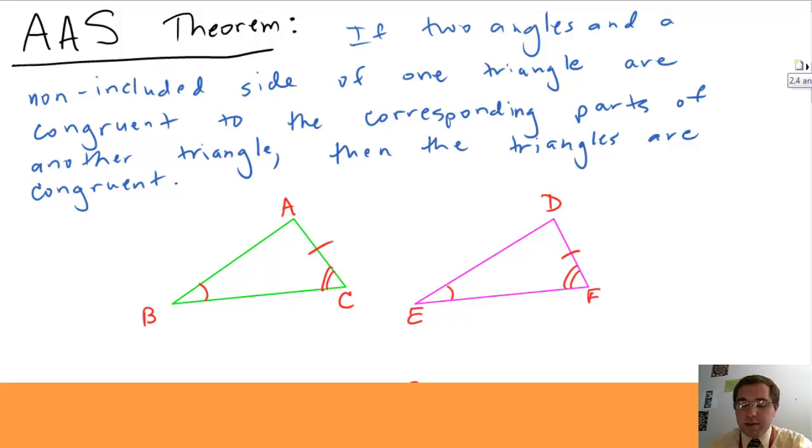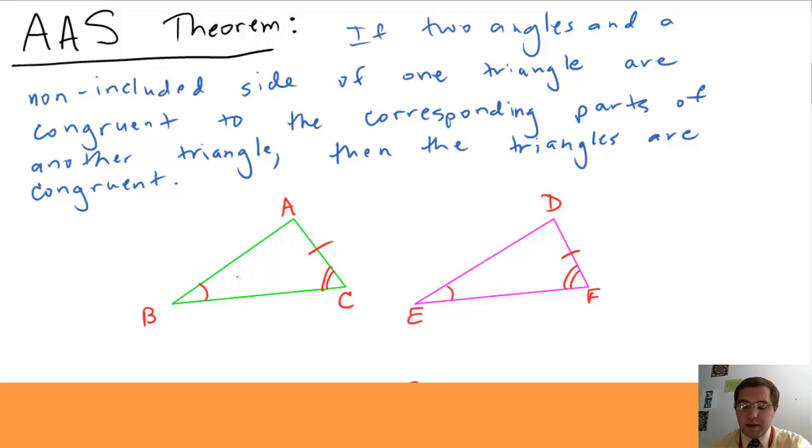It says if 2 angles and a not included side of one triangle are congruent to the corresponding parts of another triangle, then the triangles are congruent. So like with angle, side, angle, we have 2 pairs of angles and 1 pair of sides, but this time that pair of sides does not need to be between the 2 pairs of angles. It can be either of the other 2 sides.